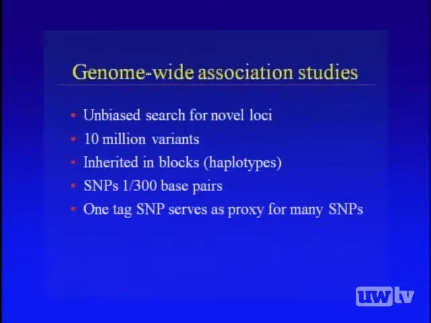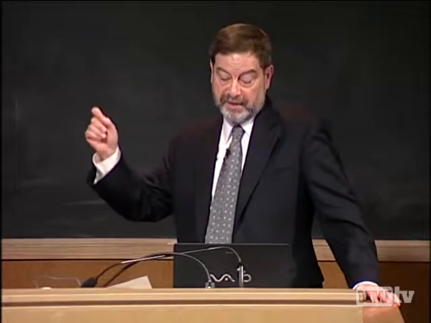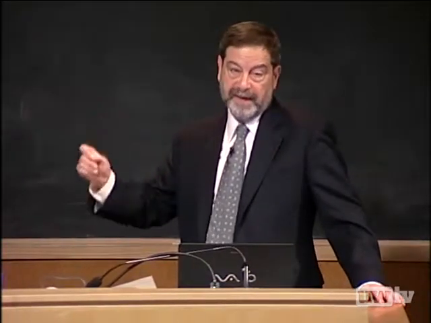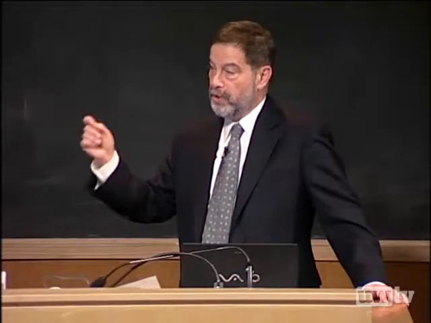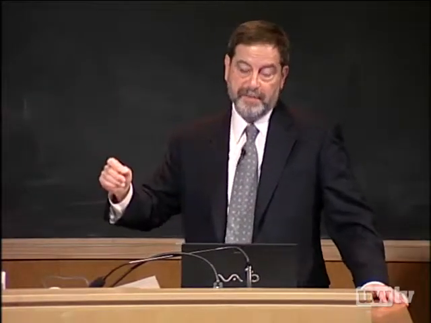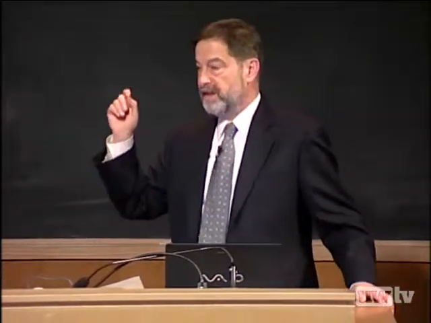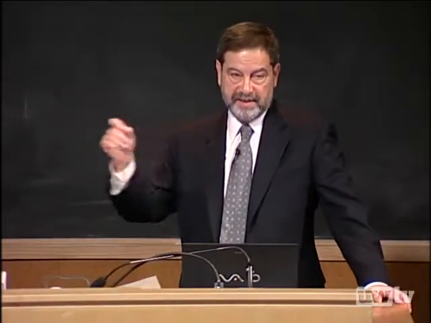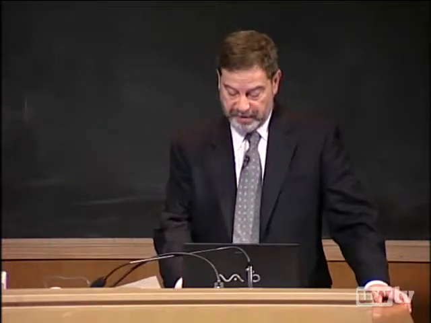Now, of particular importance to what I'm going to show you is the fact that you can use one single nucleotide polymorphism to serve as a proxy for multiple or many SNPs. So you don't have to measure every SNP in the genome. You can basically get an approximation of what that SNP would be because it's highly correlated with another SNP, which we call a tag SNP.